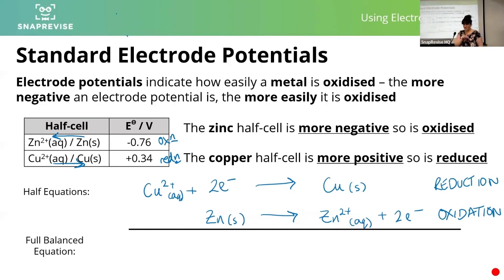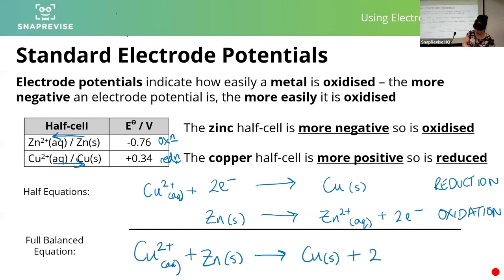Once I've balanced my electrons, I can combine my half equations and cancel anything that appears on both sides. In this case, I have 2 electrons as both a reactant and a product, so I can cancel them. That means my full balanced ionic equation will look like this: Cu2+ (aq) + Zn (s) goes to make Cu (s) + Zn2+ (aq). Again, I have cancelled my electrons. That is the overall ionic equation. Hopefully everyone is okay with that at that point. Let's keep going.